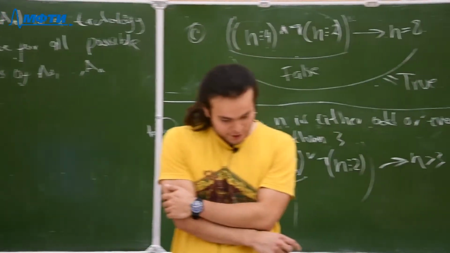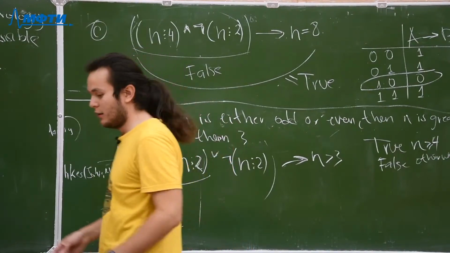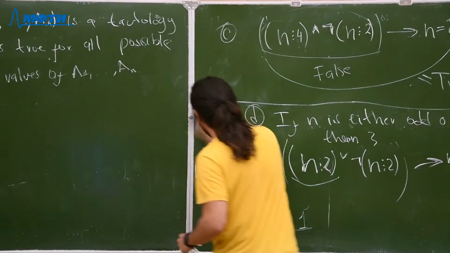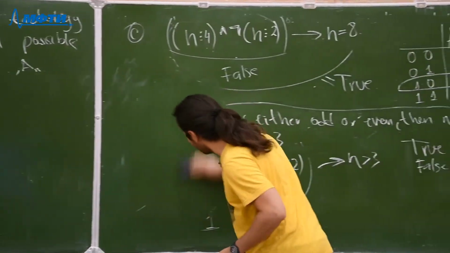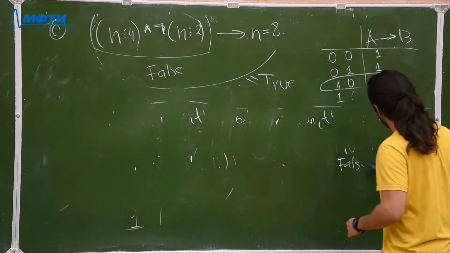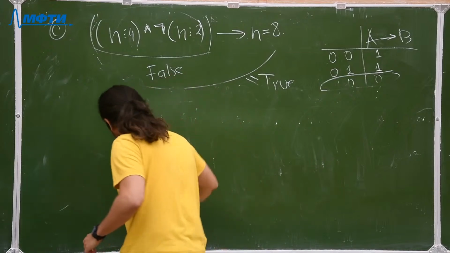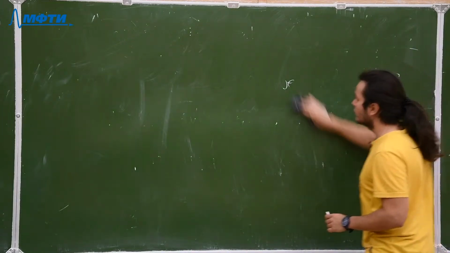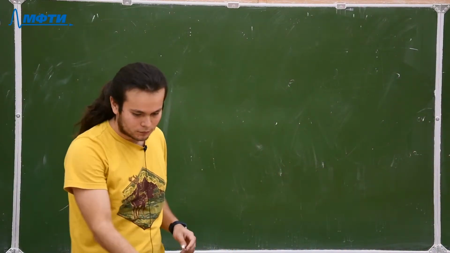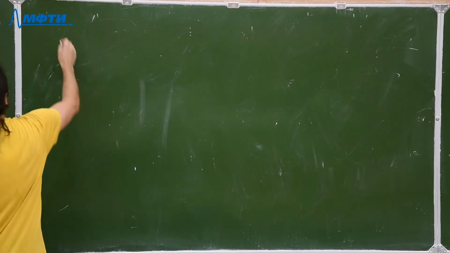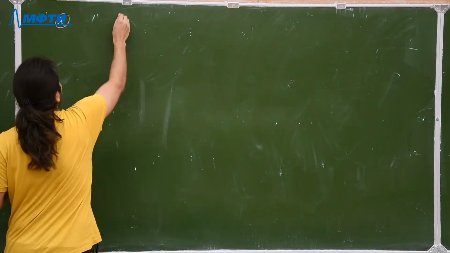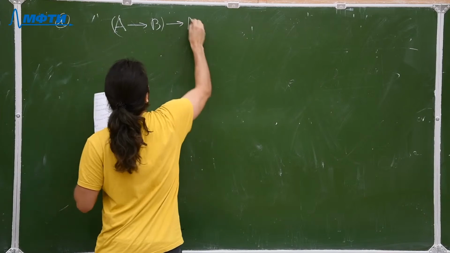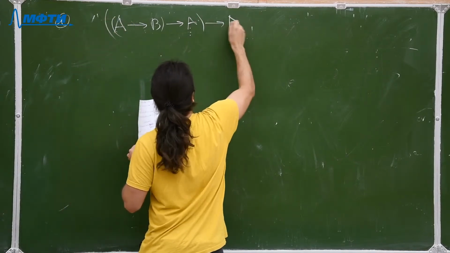Right. So we need to define which of the following statements are tautologies. Okay. A: A implies B, implies A.